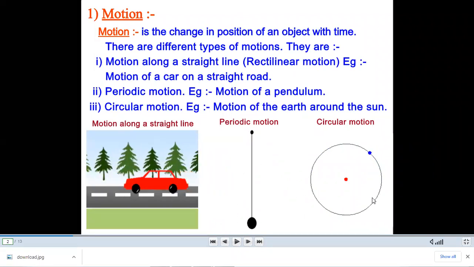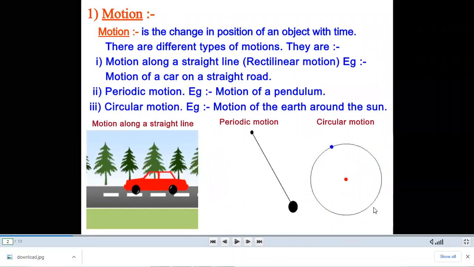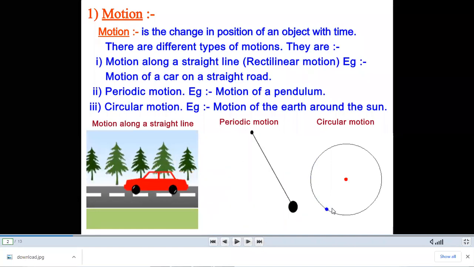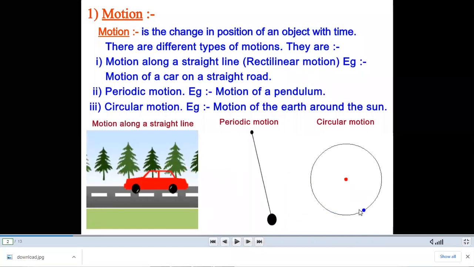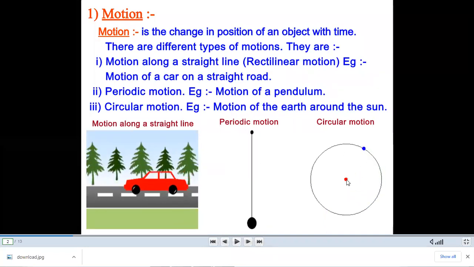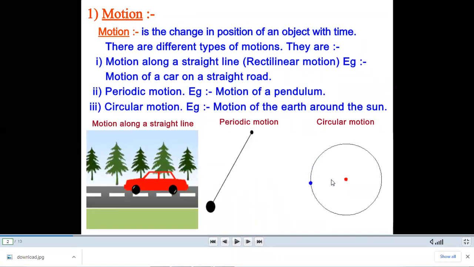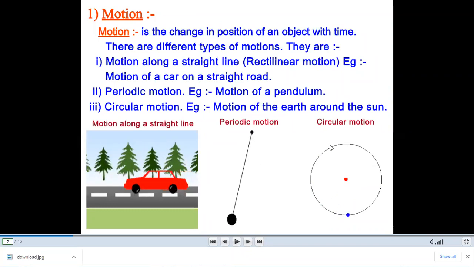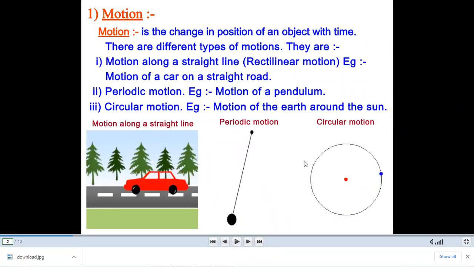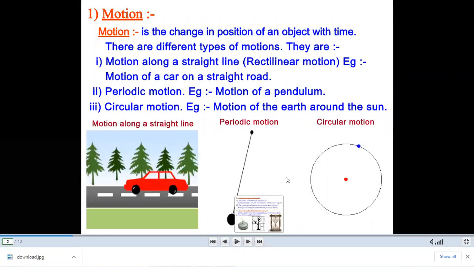In the third picture, you can see a circular motion. A red dot or orange dot is at the center, and the blue colored dot is moving around that fixed point at a fixed distance. This distance is fixed. We call it radius. So radius is the same wherever you go in the circle. So this kind of motion is known as circular motion.